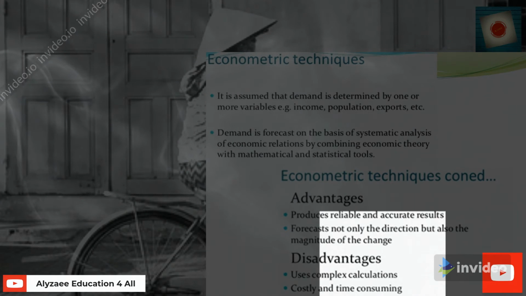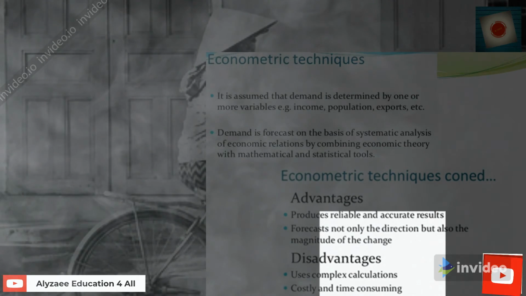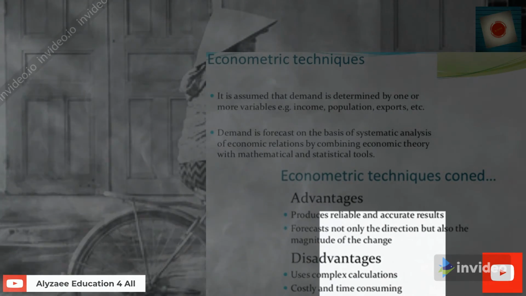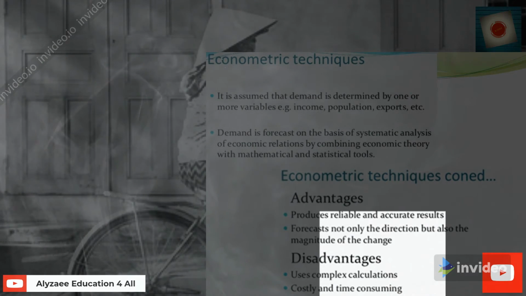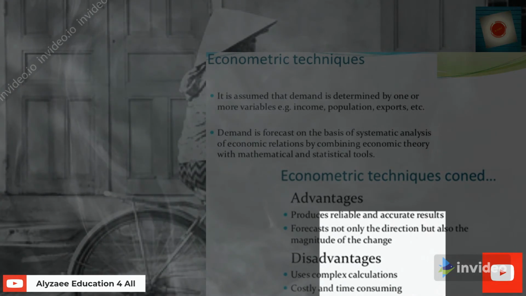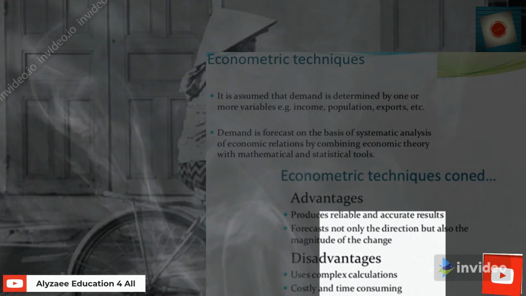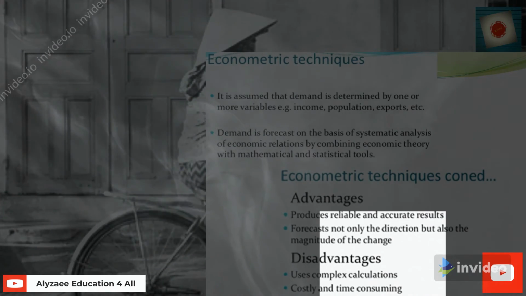Econometric techniques also have advantages and disadvantages. They produce reliable and accurate results, forecast not only the direction but also the magnitude of the change. So it means it has to be done on the bigger plotting. Disadvantages: use complex calculations, costly and time consuming.